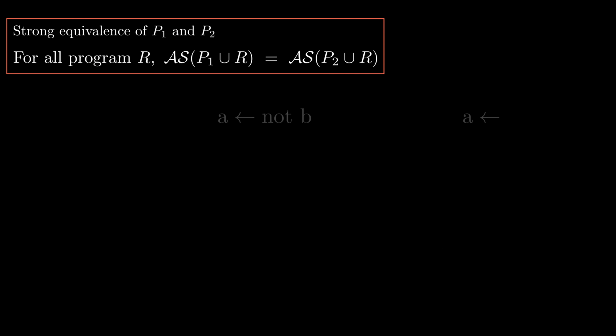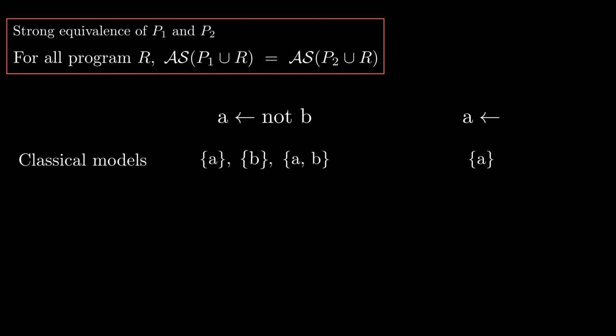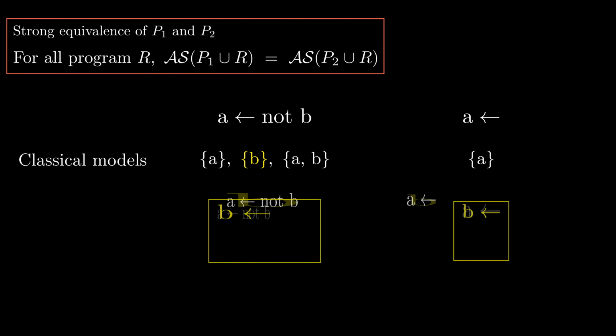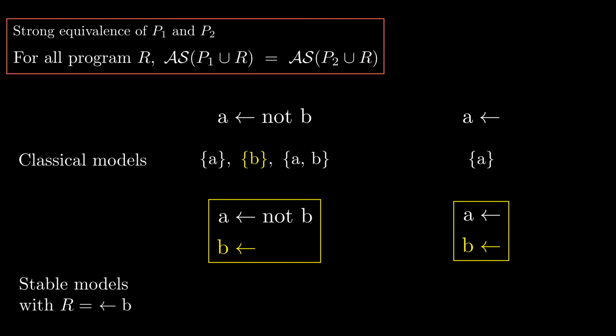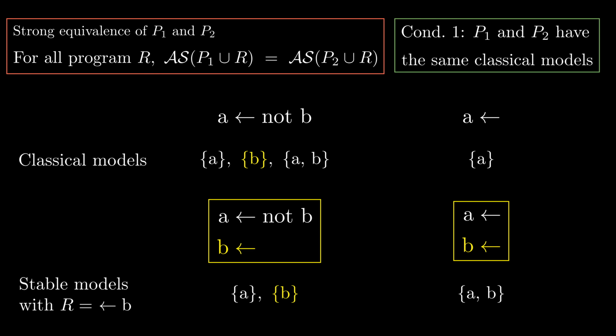Okay, so what can go wrong with my two programs when adding another program R to them? Maybe some classical model of P1 might become a stable model of P1 and R, but maybe not of P2 and R. This will always happen if a classical model of P1 was just lacking some justifications to be stable. Then by adding R to give all those justifications, we can always promote a classical model of P1 into a stable model of P1 and R. So, first condition for two programs to be strongly equivalent under the stable model semantics. They must have the same classical models, as otherwise we could differentiate them using this trick.